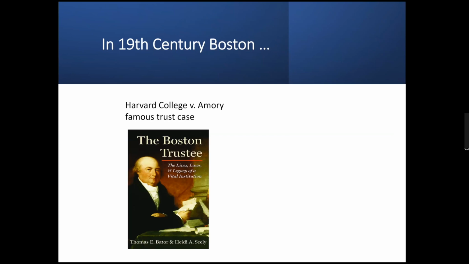In 19th century Boston, a very important case that was the basis of what we know as the prudent investor rule came out of Harvard College versus Amory. Essentially, the story there was that Amory was the trustee, and he decided to invest in some manufacturing companies in Boston. And he didn't diversify much. He kind of stayed with one company. Guess what? The company didn't do well. They failed, and the trust lost a lot of money. Harvard College was the beneficiary of that trust, so they sued Mr. Amory, and they said, you should be personally liable for losing all of that money.